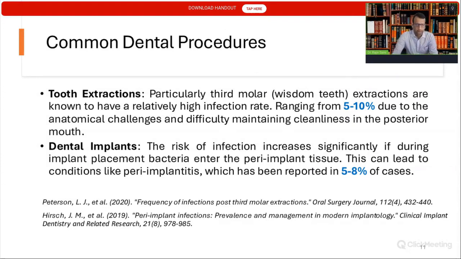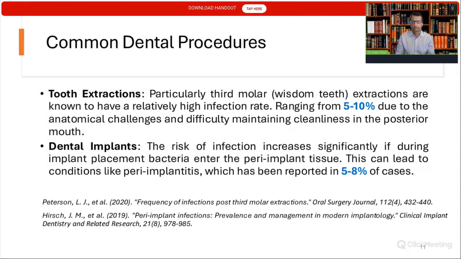The common dental procedures where the chances of post-op infections are really high: number one is tooth extraction, particularly wisdom tooth extraction. There is a 5 to 10% higher chance of getting a post-op infection after a third molar removal, because of the proximity of the anatomical locations, as well as challenges in maintaining proper oral hygiene, inaccessibility for proper brushing, and inaccessibility for proper flossing. So there are multiple factors that play into that.